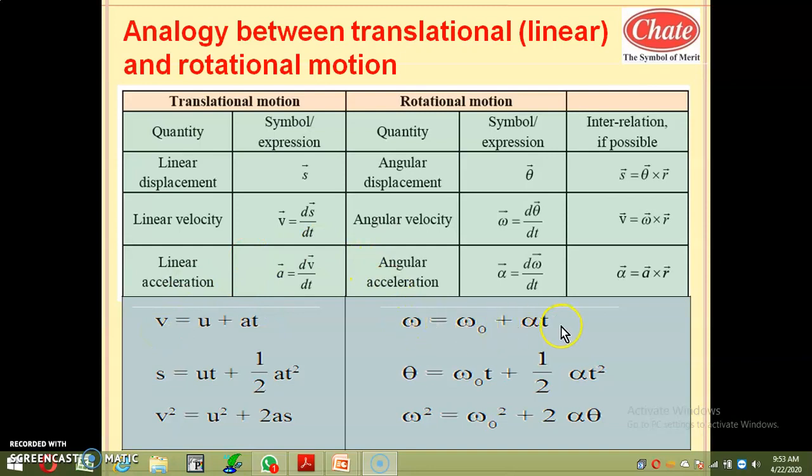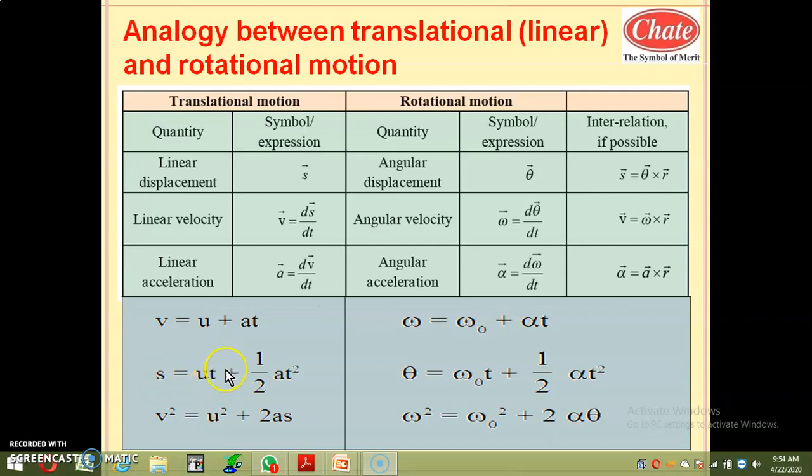This equation can be treated as omega 2 equal to omega 1 plus alpha t. Omega 1 is the initial angular velocity, omega 2 is the final angular velocity. If you want to note, you can note 1 and 2: 1 means initial, 2 means final. The second equation of motion is s equal to ut plus half at square. This equation is called the displacement-time form.